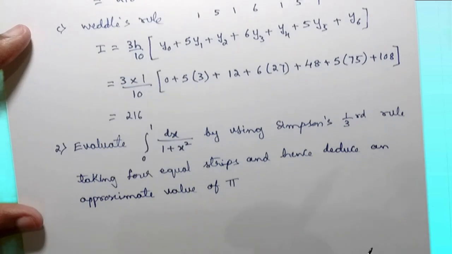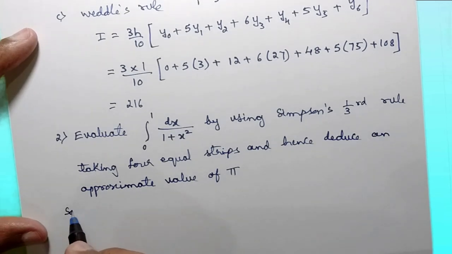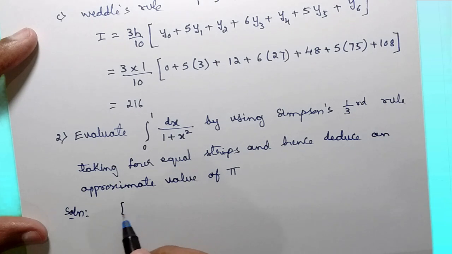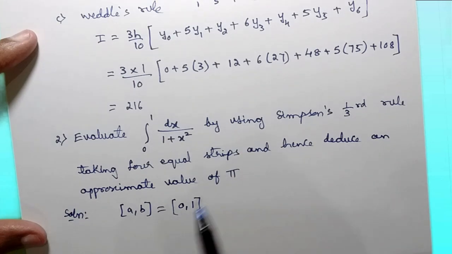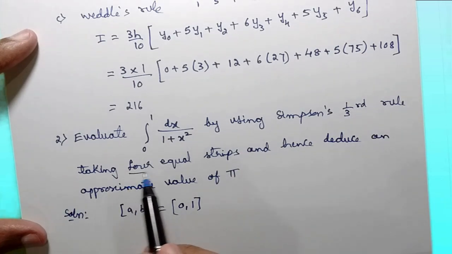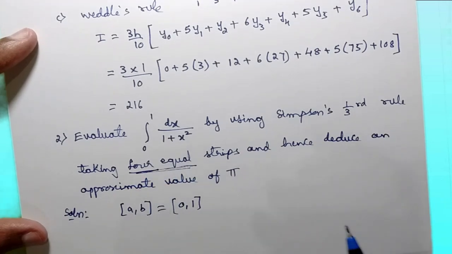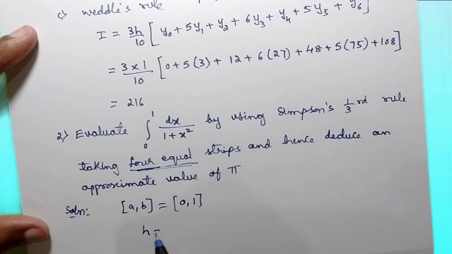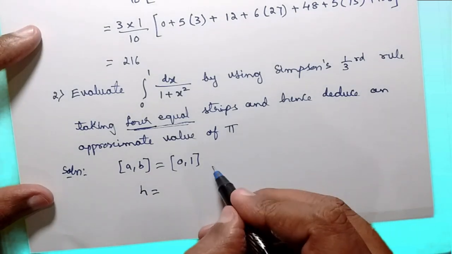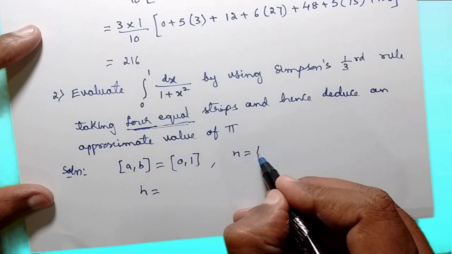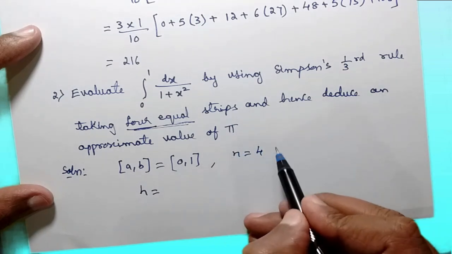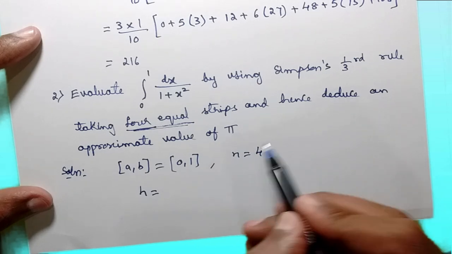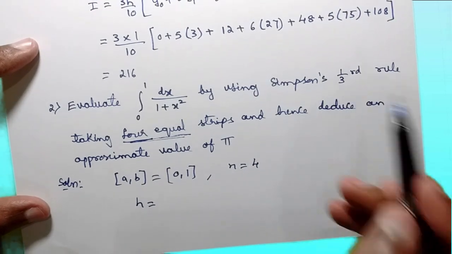So for that, what is the interval given over here? The interval AB is given from 0 to 1. So this interval has to be divided into how many parts? 4 equal parts. So first we need to find the value of h. 4 equal parts means n value is given as how much? n is given as 4. And you see that 4 is a multiple of 2? Because it is a multiple of 2, you can use Simpson's 1/3 rule.